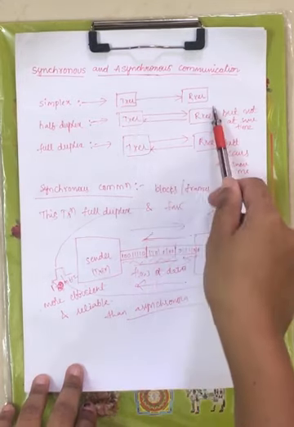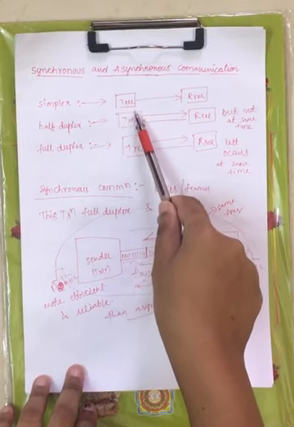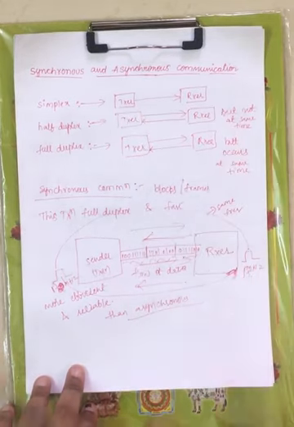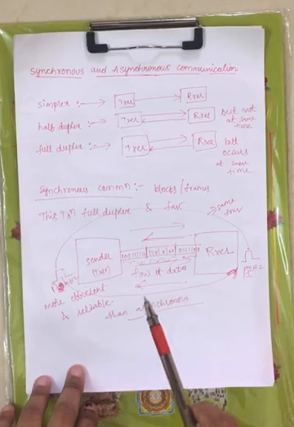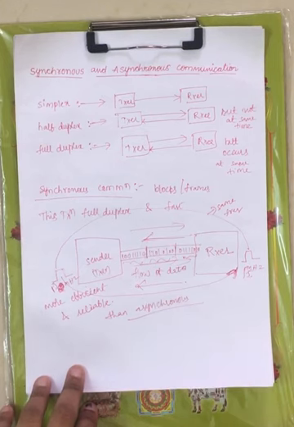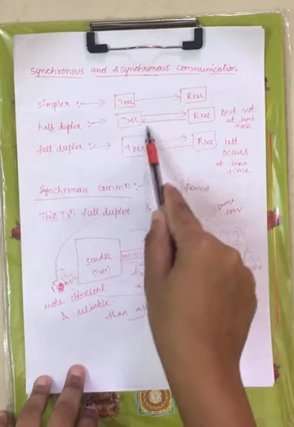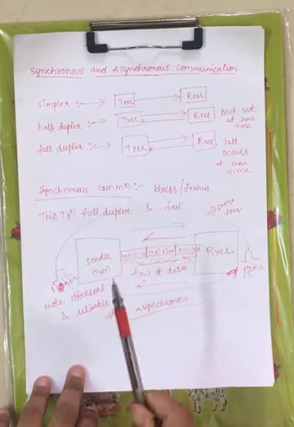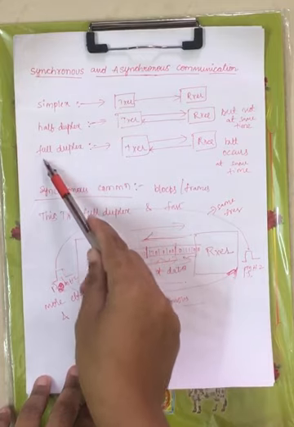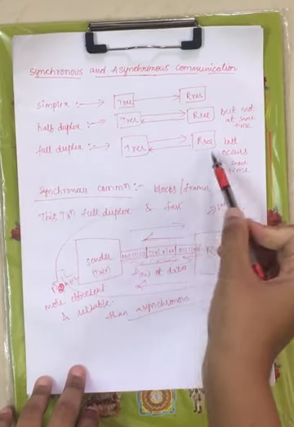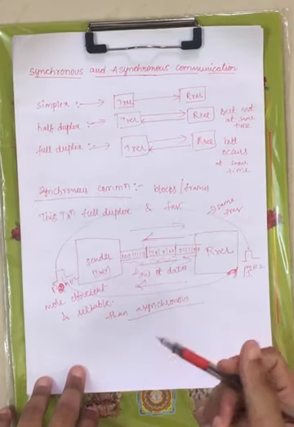If you see this diagram you will understand. The transmitter is transmitting the data and the receiver is receiving the data. Using simplex you can transmit the data only in one direction. Using half duplex you can transmit the data in two directions but not at the same time. Using full duplex you can transmit the data in two directions at the same time.